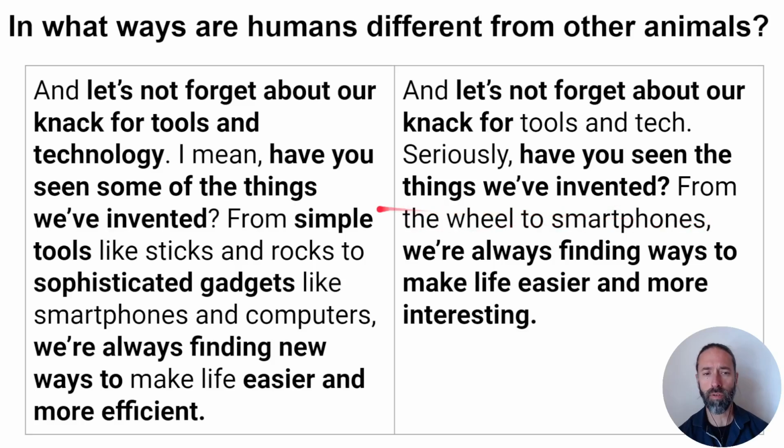From the wheel to smartphones, again, we're going from simple tools like sticks and rocks to sophisticated gadgets. These adjectives, again, far more important. And here we have the same thing. We're just expanding our answer again. We're always finding ways to make life easier and more interesting. We're always finding new ways instead of just ways, new ways to make life easier and more efficient instead of more interesting. Efficient is a bit higher language than interesting.